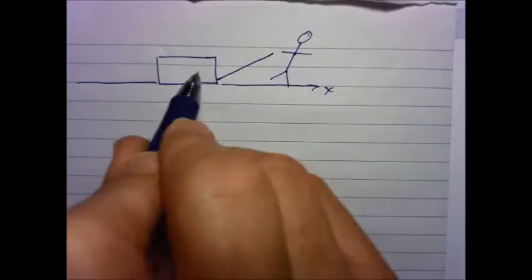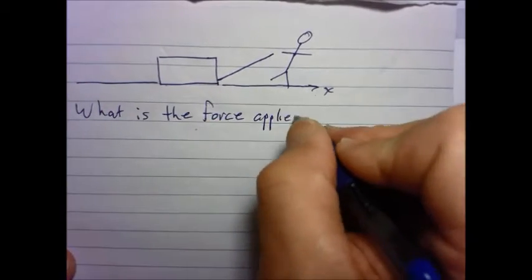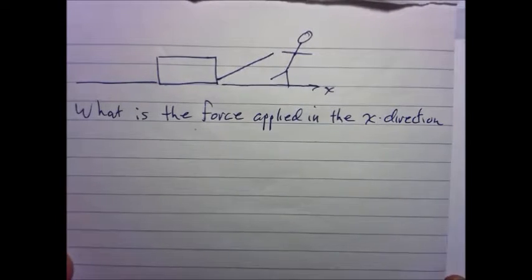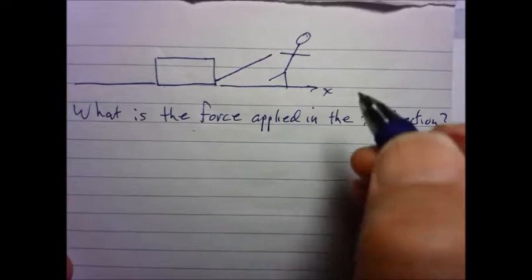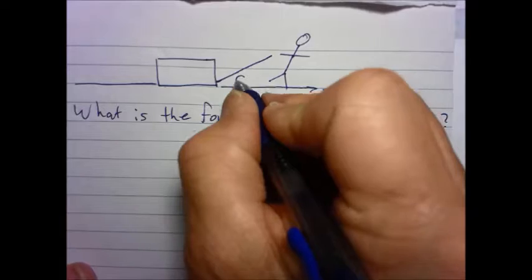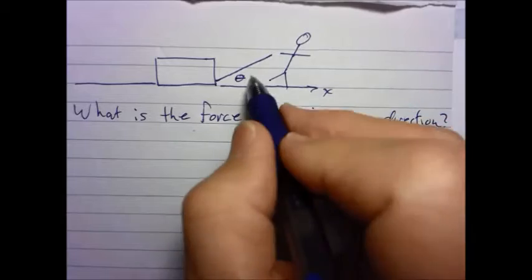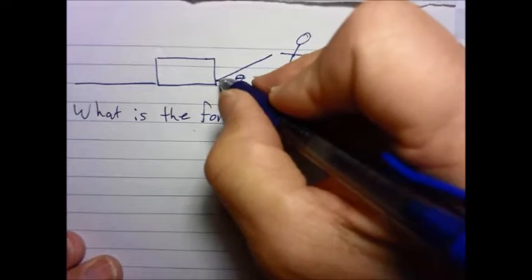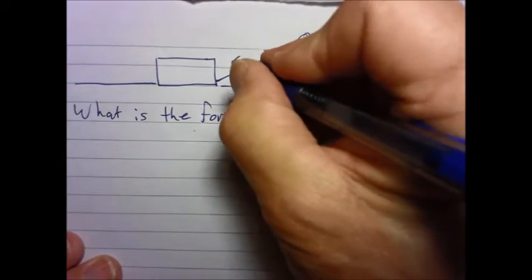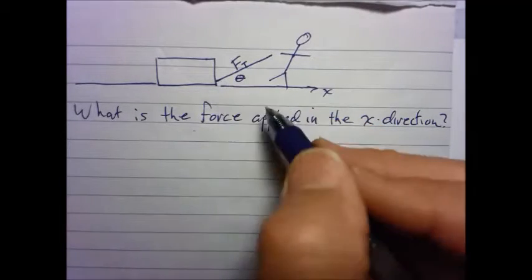Now, in order to determine what the motion is going to be in the x direction, we need to figure out what is the force applied in the x direction. Okay, what is the force applied in the x direction? Well, you'd have to know this angle, wouldn't you? If you knew what the angle was between the rope, the pulling handle here, and the surface, and if you knew what the total force being applied here is, Ft, if you knew what Ft was and theta was, then you should be able to figure it out.